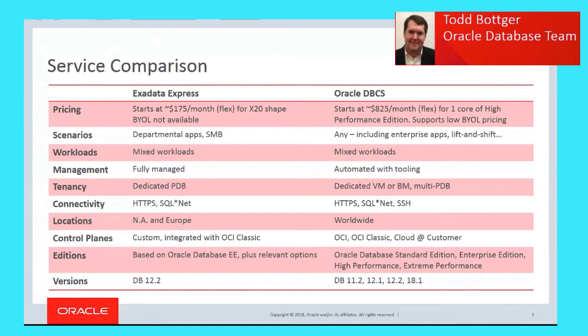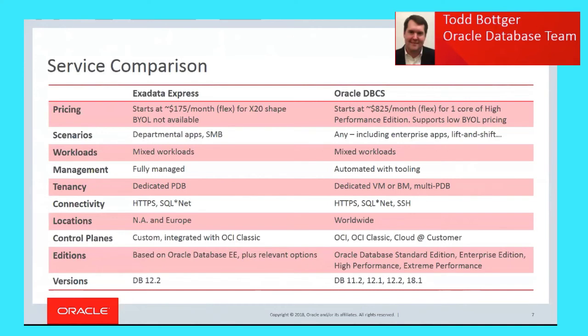Okay, scenarios. So this is the way they're positioned. Exadata Express would be appropriate for departmental apps, line of business apps, certainly for the SMB market. Whereas DBCS, you can do anything with. You can start small and then scale up to very large. It's appropriate for running enterprise apps at scale. It's appropriate for lift and shift type projects where you're taking large on-premises installations and moving them wholesale to the cloud. You can do just about anything with DBCS, so it's a much more flexible, more accommodating, and scales up to bigger, more powerful kind of solution.